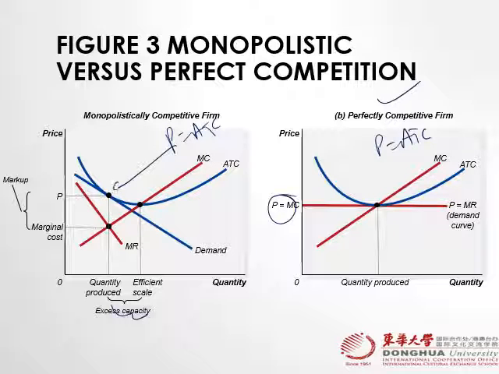You see here the ATC and the price line intersect each other, but here price is always greater than marginal cost. The other difference is that the perfectly competitive firm is producing at efficient scale, but the monopolistically competitive firm is not producing at efficient scale. Instead it is producing less than efficient scale. So the difference between efficient scale and the monopolistically competitive firm's quantity is called excess capacity.